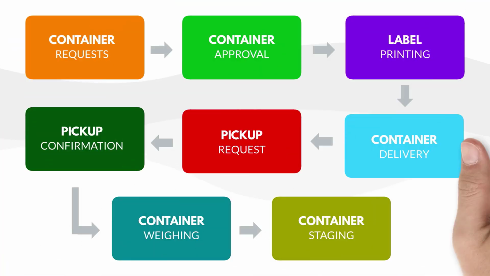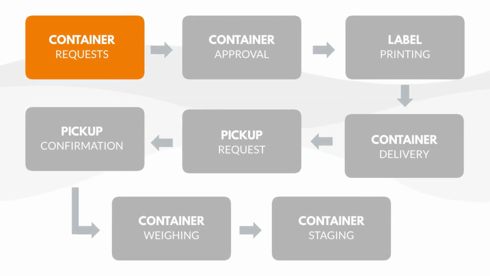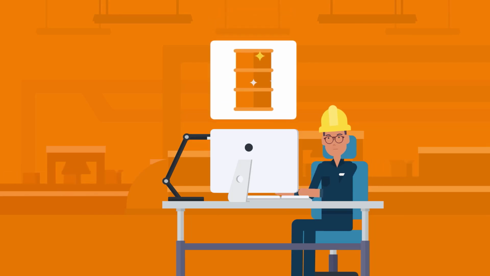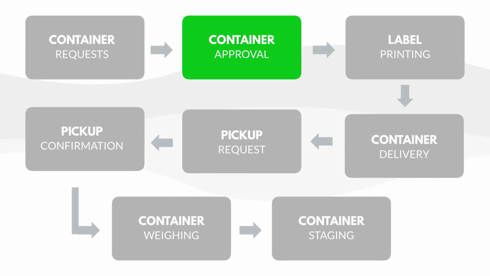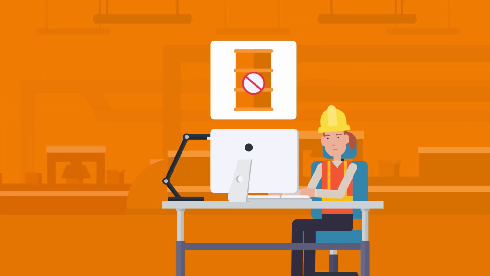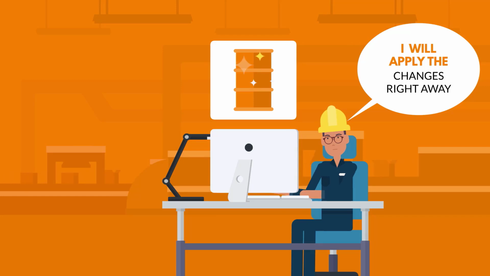Let's briefly go over how simple the waste management process becomes when using ERA's solution. The workflow starts when an employee at one of your facilities requests a brand new container using ERA's software. As the waste manager, you will be notified that a container is needed. If the request includes a waste stream or a location that has not been pre-approved, you will be able to review the request and send it back if changes have to be made.